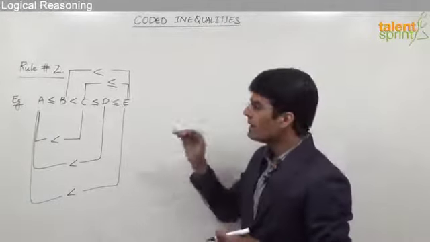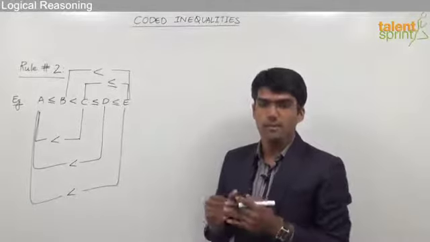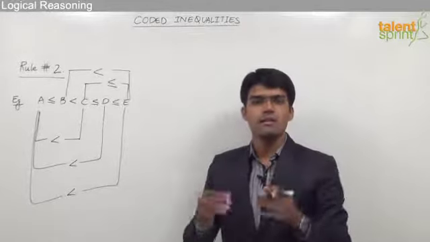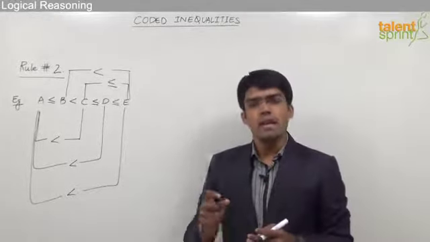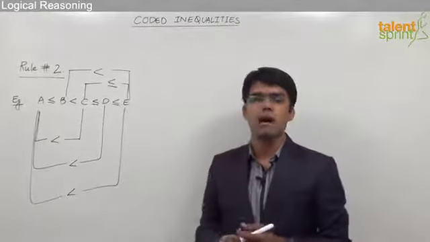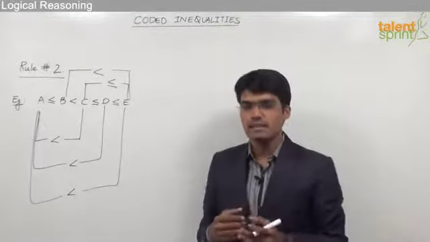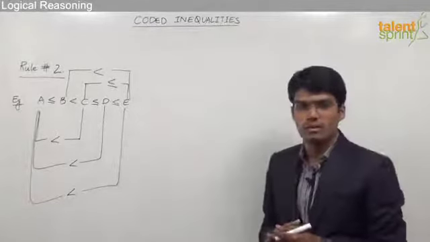So I hope the rule here is clear to all of you. The simple idea is, whenever you compare two distant variables, just see all the different inequalities present in between them and take out the minimum common part which exists in all the inequalities. Let us take another example based on the same rule.